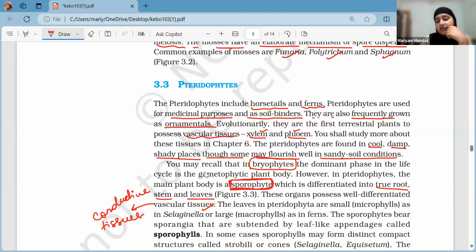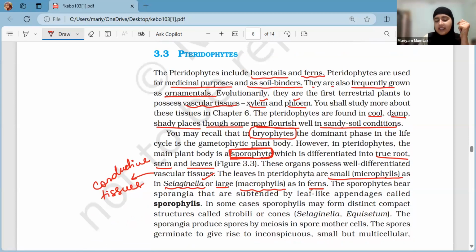Now, the leaves in Pteridophyta are small, microphylls, as in the case of Selaginella, or large macrophylls, as in the case of fern. The word phylls refers to the leaves, and micro, you already know micro means small, macro means huge or large. Now, the sporophytes bear sporangia. Now, this is something new that we are studying.